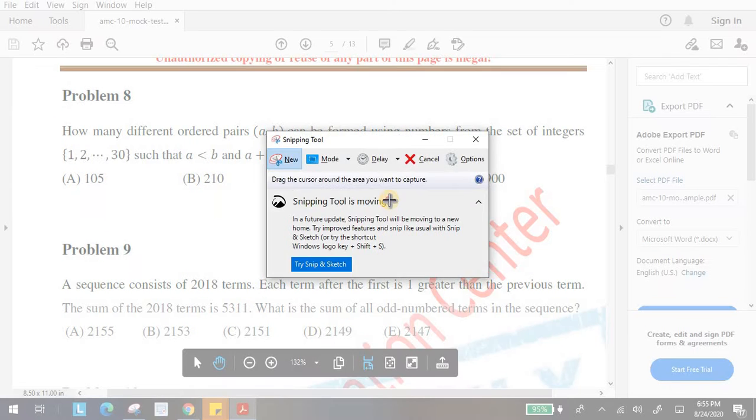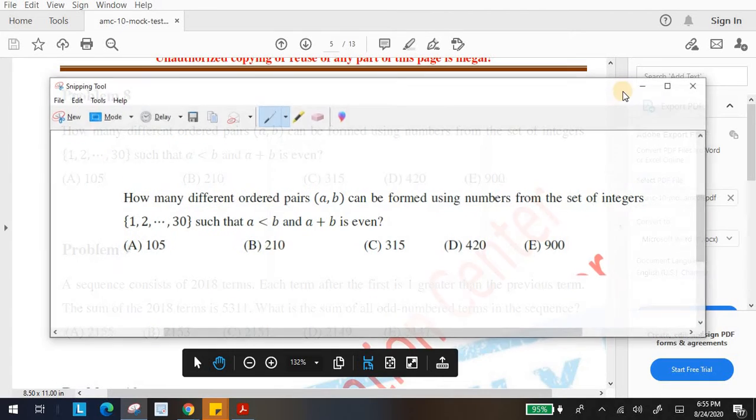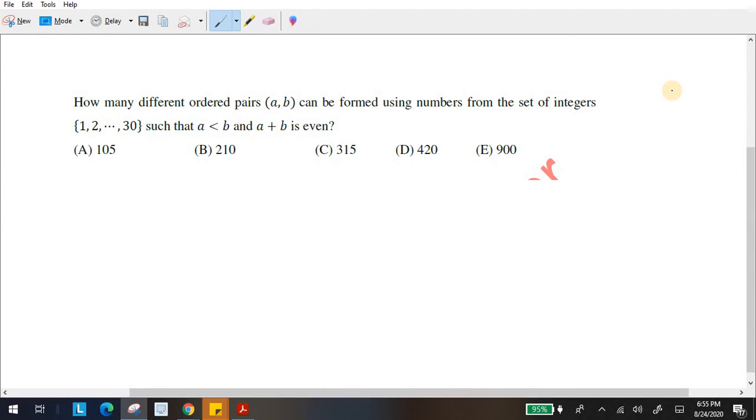How many different ordered pairs (A, B) can be formed using the set of integers such that A is smaller than B and A plus B is even? Okay, first let's figure out the second condition, because with any 2 integers we form, we can have A smaller than B, because you just change the order. So A plus B is even.